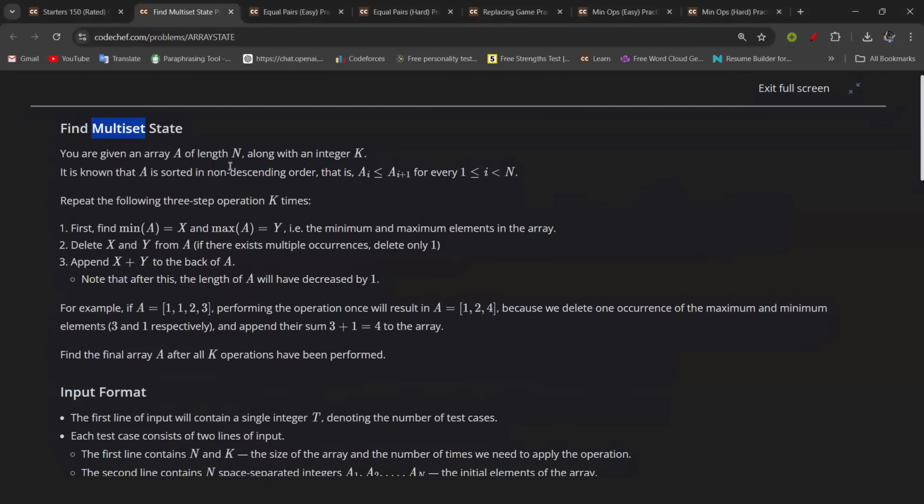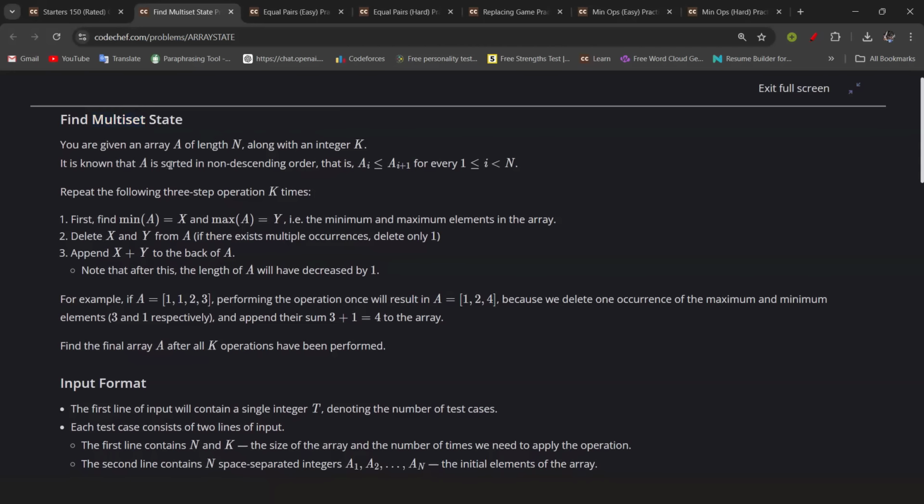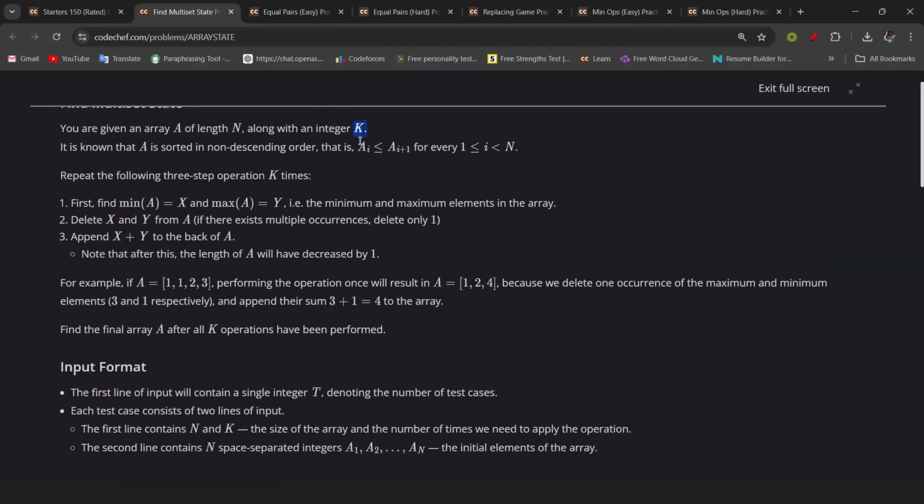You are given an array A of length n with integer key, and it is known that A is sorted in non-decreasing order. So basically you are given a sorted array of length n. Along with that, you are also given an integer k. Now, what you need to do, you need to perform some steps of operation k times. What you need to do is find the minimum min a. It means the minimum element of the array a.